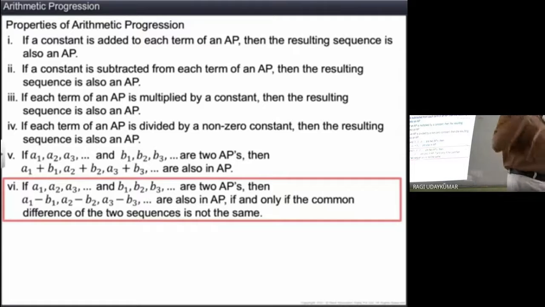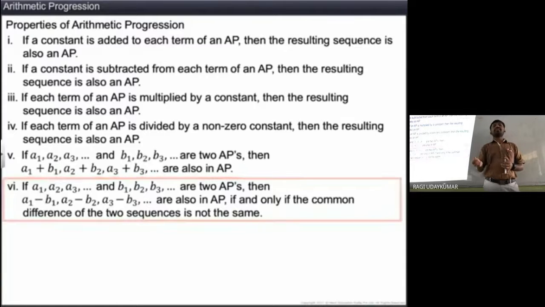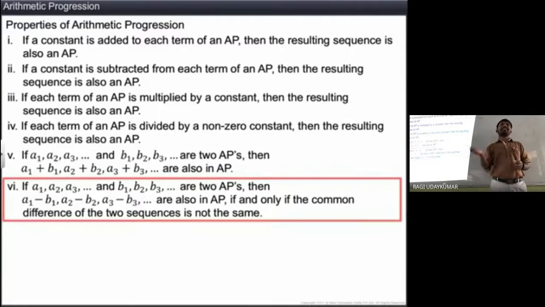The last one is, A1, A2, A3 and B1, B2, B3 are two arithmetic progressions. Then the difference is also an arithmetic progression if and only if the common differences of the two sequences are not the same. That means for it to be an arithmetic progression, what condition should be there? Both sequences should not have the same common difference.